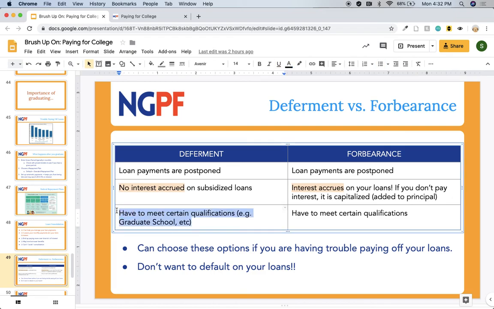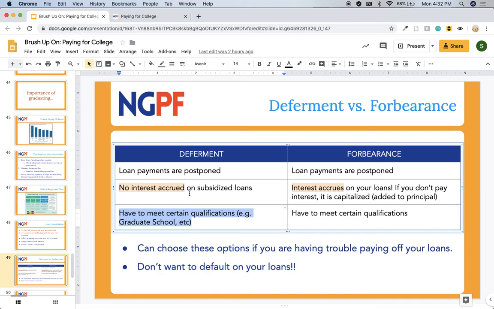So deferment and forbearance basically allow you to postpone your loan payments. So again, you have that grace period of 6 months. You enter in repayment term. And then let's say that either your income decreases or you enter graduate school or something happens and you're having some trouble. You can select to defer or forbear your student loan payments.